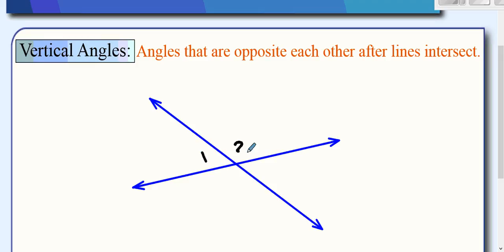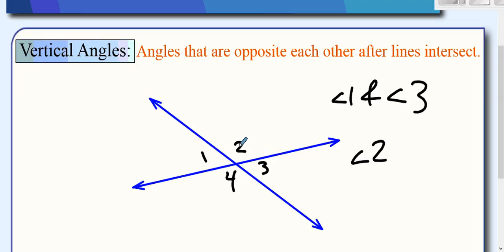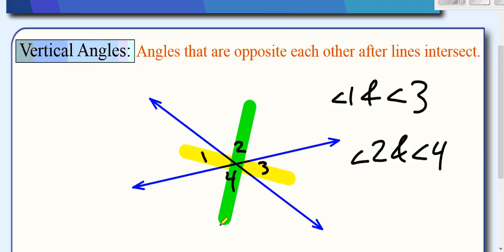So to talk about all these angles, I'm going to number them. Because the vertical angles are the angles that are opposite each other after the lines intersect. So they're the ones that are across from each other, like the top of the X and the bottom of the X, or the left and the right of the X. So angle 1 and angle 2, no, not angle 2, angle 1 and angle 3 are vertical angles. And then angle 2 and across from it, that'd be angle 4. Those are vertical angles. When they are across from each other, that's vertical angles.